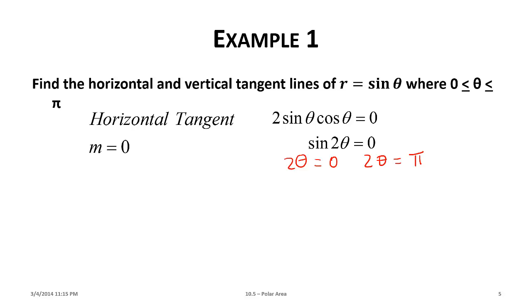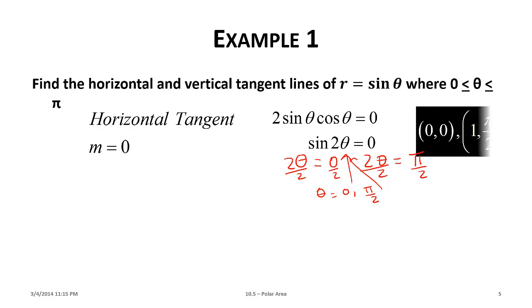But we've got to establish where theta is by itself. Divide by 2 on both sides. So in this case, we know theta equals 0 and theta equals pi over 2. Now when we plug it back in, sine of 0 and sine of pi over 2, we get our coordinates as 0, 0, and 1, comma pi over 2.